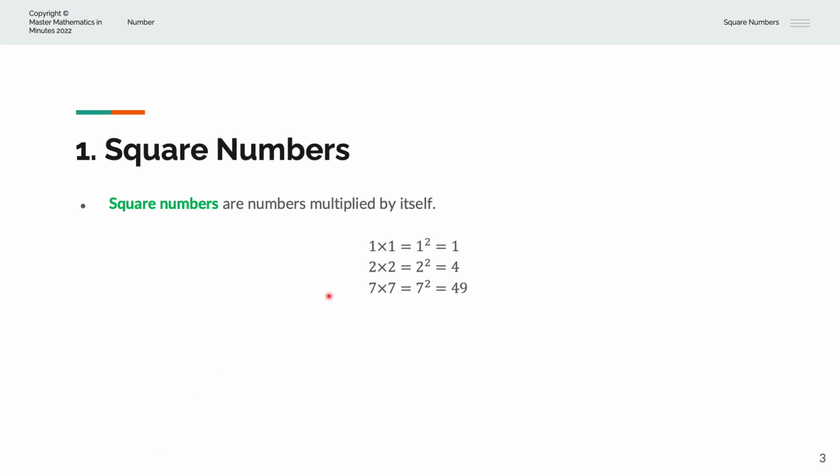We have the number 1. To square that, we'll multiply by itself, which is the number 1. And the notation for that is 1 to the power of 2, or 1 squared, and that gives us 1.